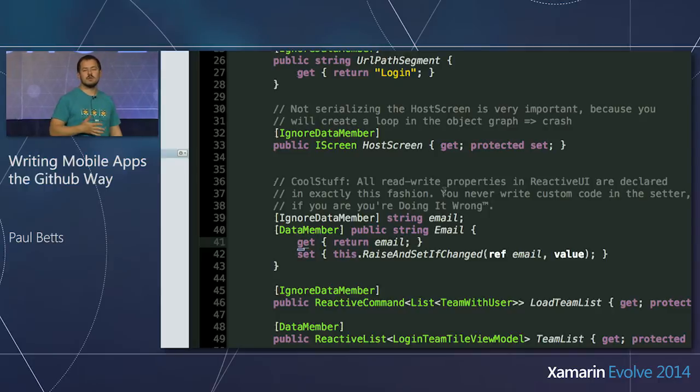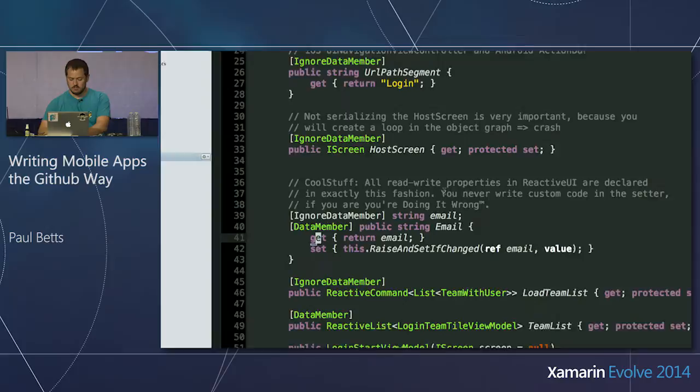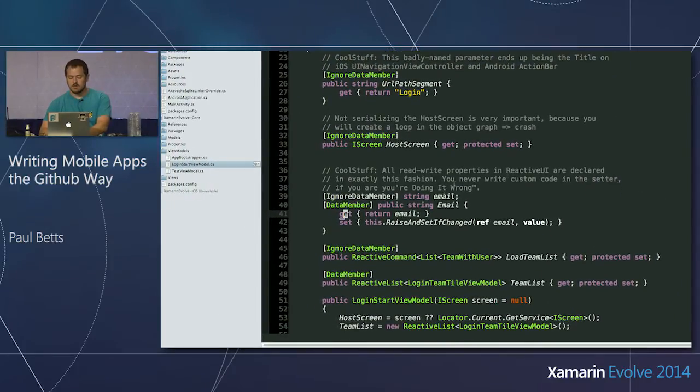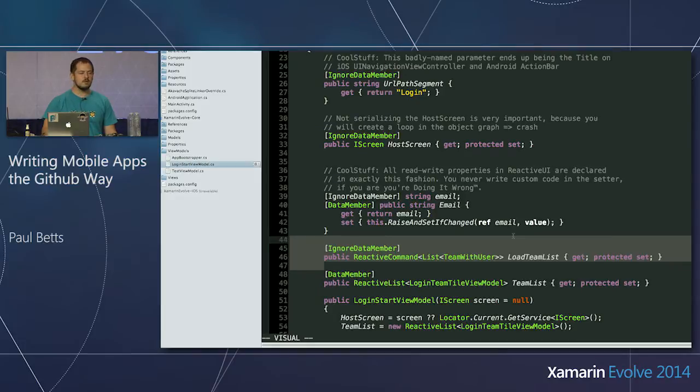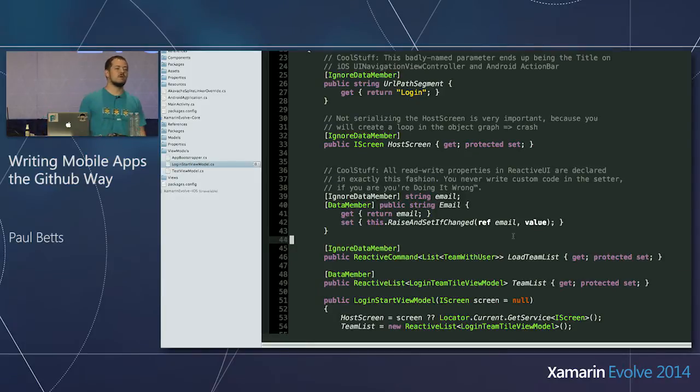And in the constructor, we're going to just describe how properties are related. We haven't gotten to any Rx stuff yet, because it's all in the constructor. So we've got an email address. We've got a command to load the team list. So it's going to take the email address, call out to the Slack API, and then pull back a list of teams that this person is on.